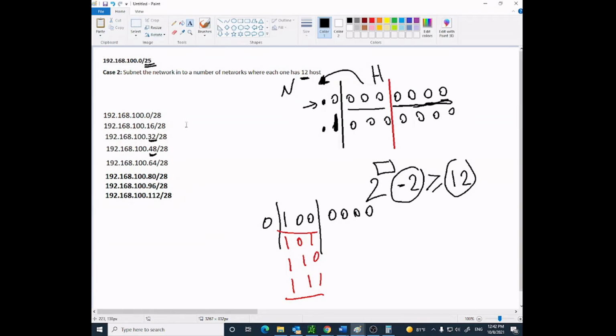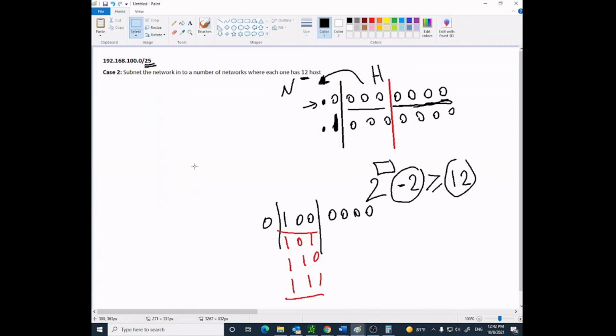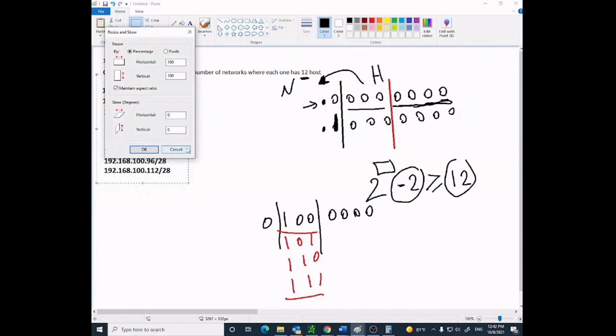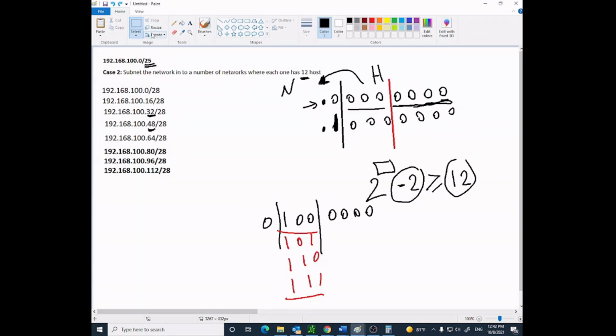Now, of course, just like how we did the first, the last, number of hosts, broadcasts, it's the same story here. So let me just cut this from here, put it here. Let me clean. Nope, cancel. I'm going to try to clean my screen as much as possible.